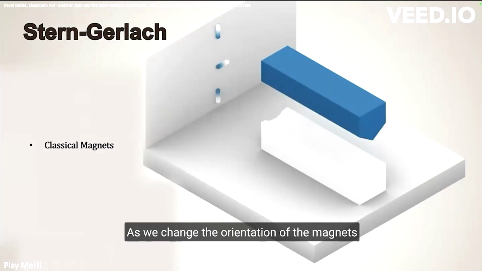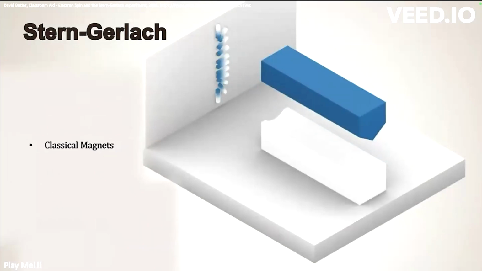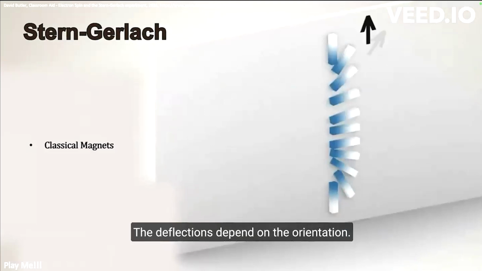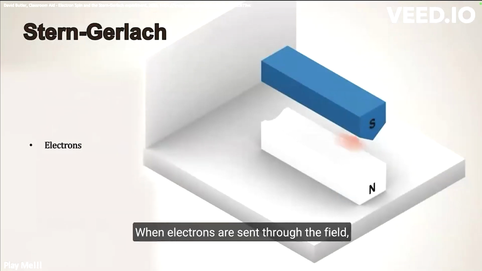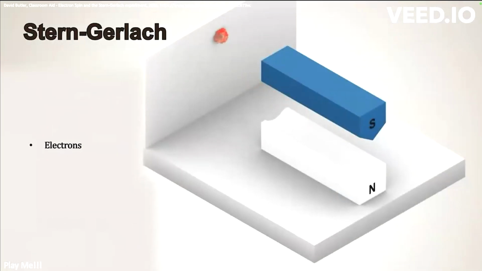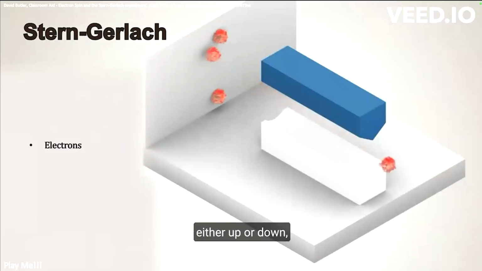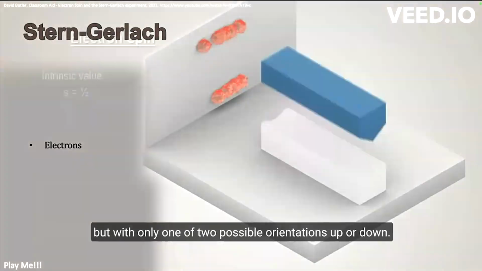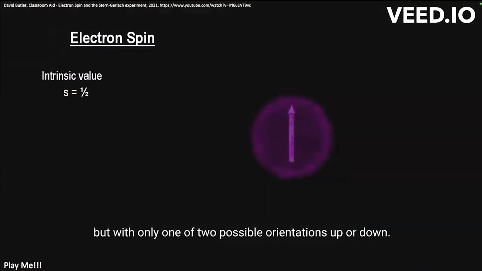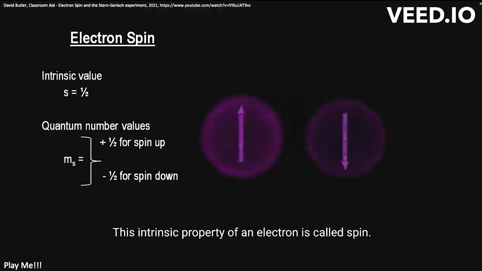As we change the orientation of the magnets being sent through, we see the change in the amount and direction of the deflections. Deflections depend on the orientation. This is as expected. When electrons are sent through the field, they too are deflected. But they always arrive at the screen deflected either up or down, never in between, like the magnets. Each electron behaves as a magnet, but with only one of two possible orientations, up or down. This intrinsic property of an electron is called spin.